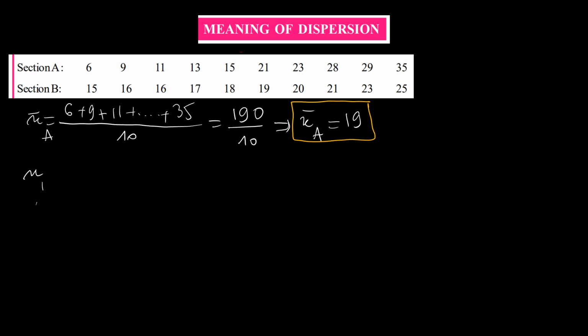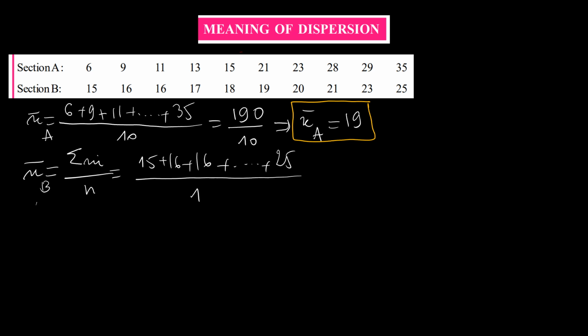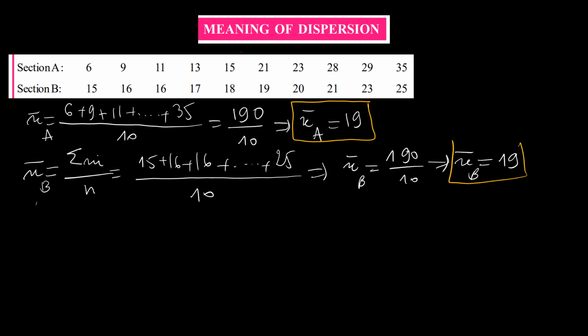The mean of section B has the same formula. So the sum of xi divided by n equals 15 plus 16 plus 16 plus till 25 divided by 10 scores. So here X bar of section B is 119 divided by 10. So the mean of section B is 19 as well. So we have here the same mean for the two sections, both section A and B.